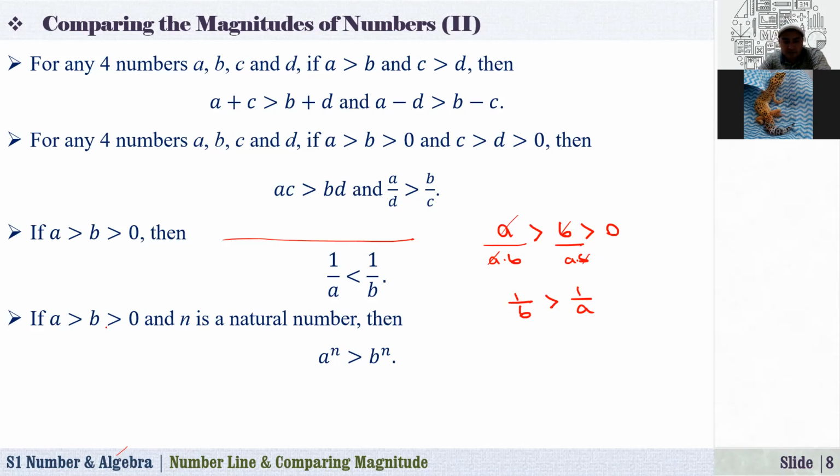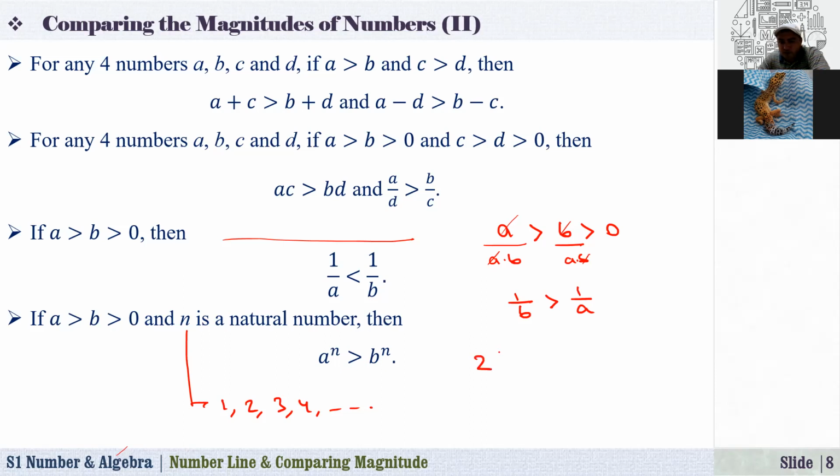And also, A and B are greater than 0, and N is a natural number. N is a natural number means that it is equal to 1, or 2, or 3, or 4, counting numbers. Then A to the power of N is always greater than B to the power of N, of course, if they are not equal.